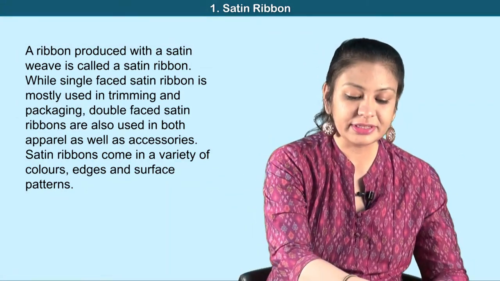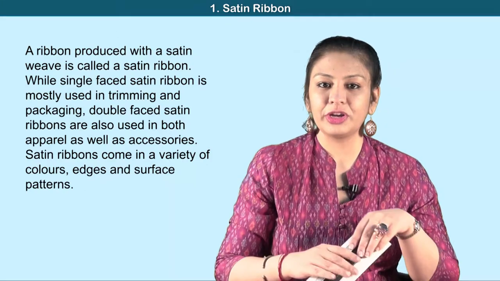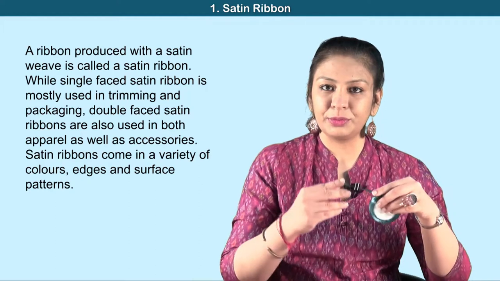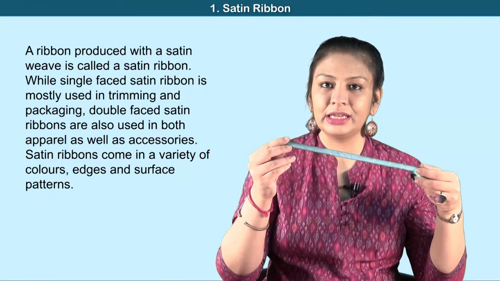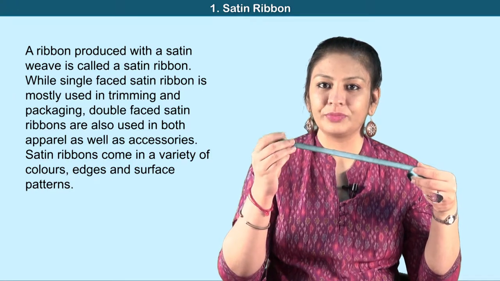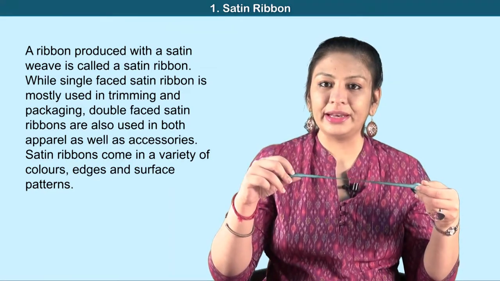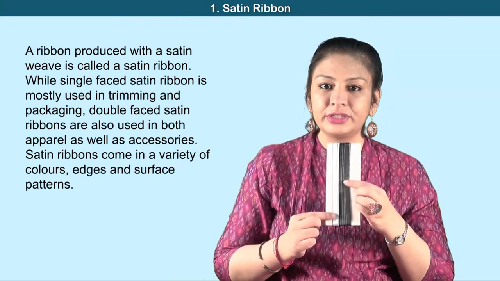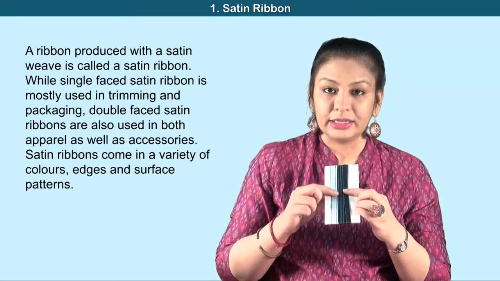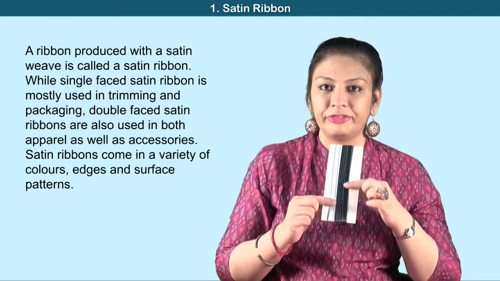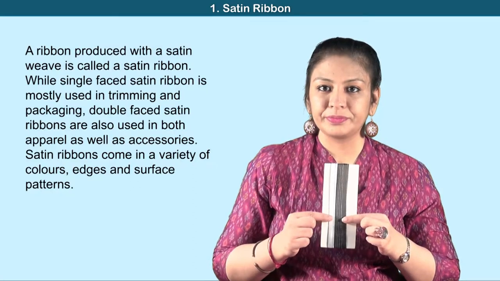Now, satin ribbons can be single-faced or double-faced. While most satin ribbons that we see in the market are single-faced, that is, you can see the satin weave only on one side and the back is apparent, you also get double-faced satin such as this. Here, you can see the satin face on both the front and back of the ribbon.